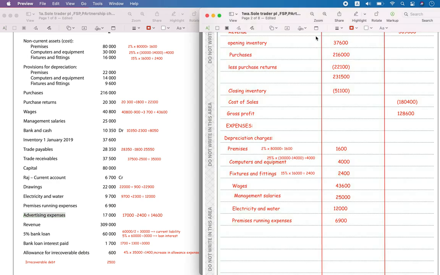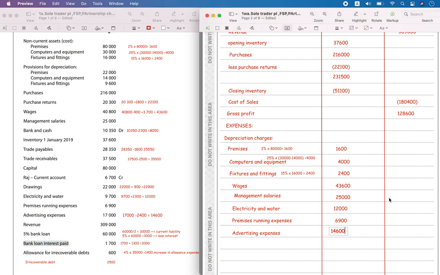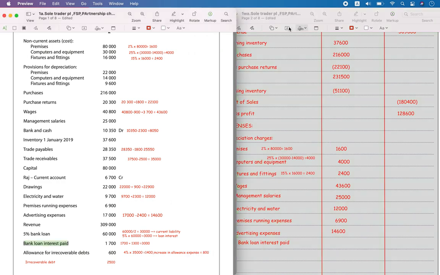Then we have the advertising expenses. This also had adjustments, so it is around 14,600. So let's include advertising expenses. The next one is the bank loan interest paid. That is around 3,000 for this year. That is the expense, so we just include it like that.